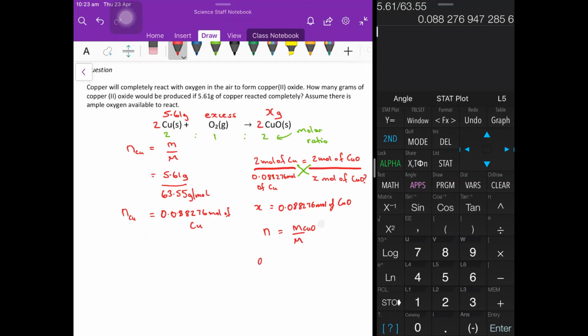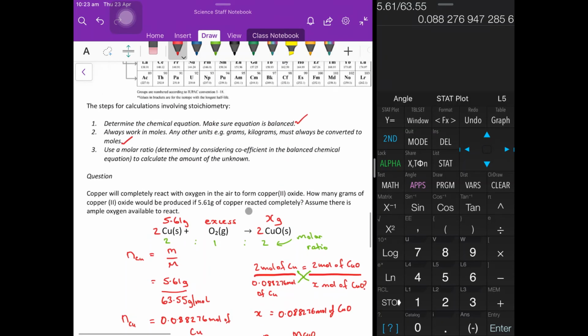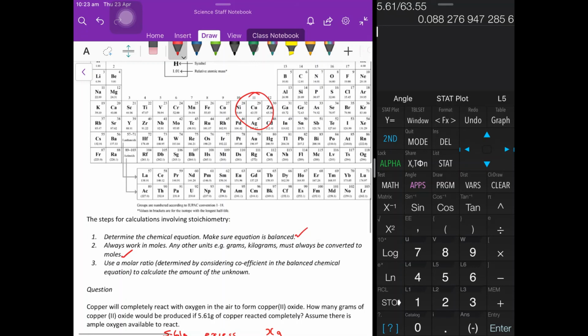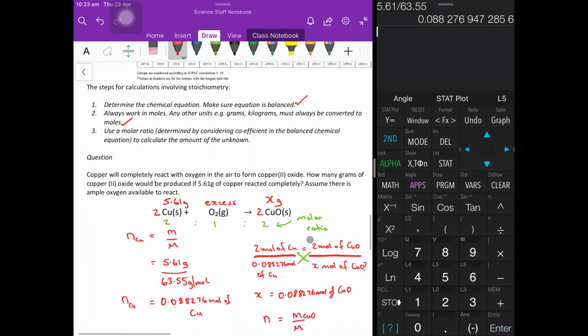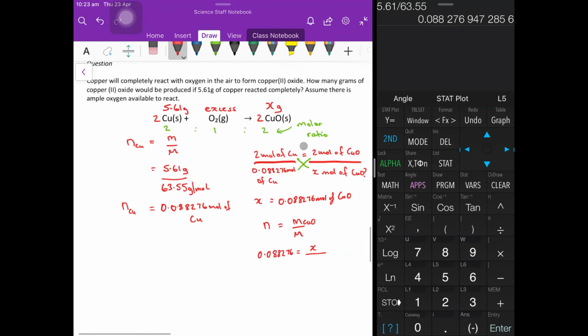And so now I substitute my known values in. So the number of moles is 0.088276 is equal to the mass, which I'm going to write as x, divided by the molar mass of copper oxide. And so the molar mass of copper oxide, we go to our periodic table. Copper's 63.55 and oxygen is 16. So 63.55 plus 16. And now I'm going to solve for x.